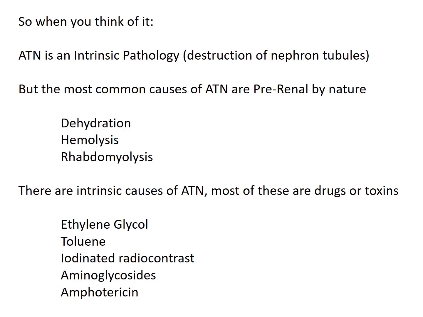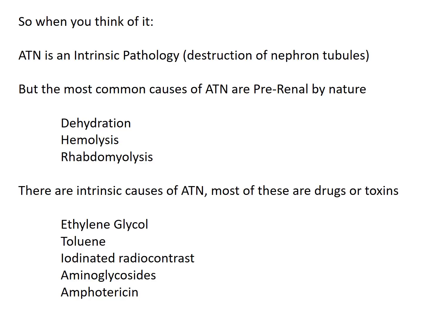So when you think of it, ATN is in fact an intrinsic pathology. The nephron tubules are being destroyed, but the most common causes of ATN are pre-renal causes: dehydration, hypoperfusion, hemolysis, and rhabdo. Those are considered to be pre-renal causes.